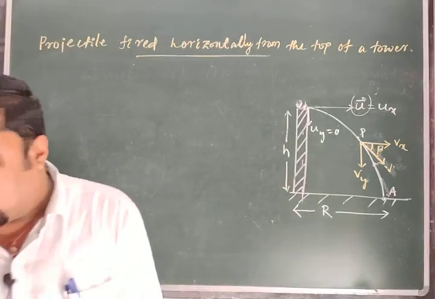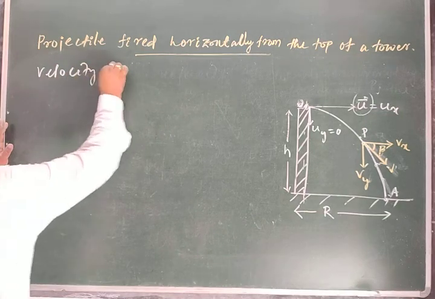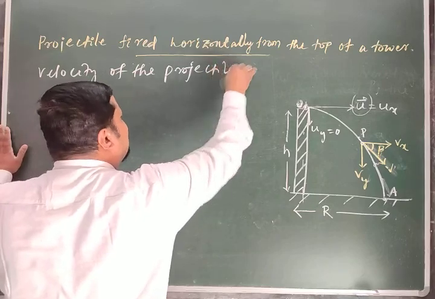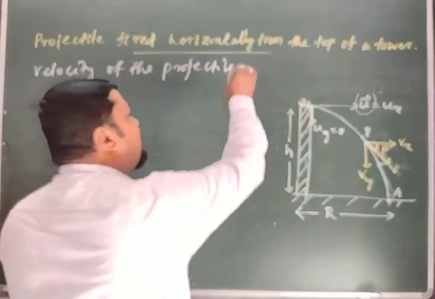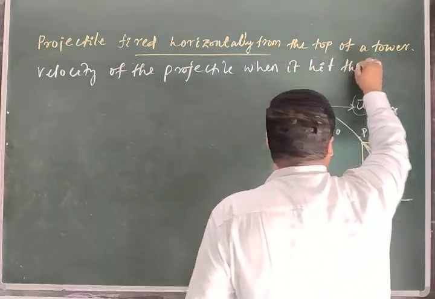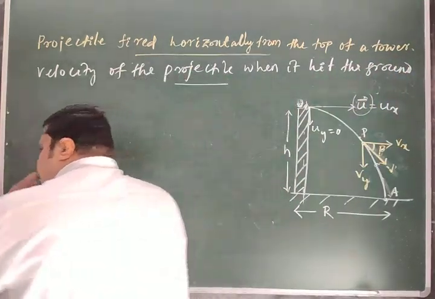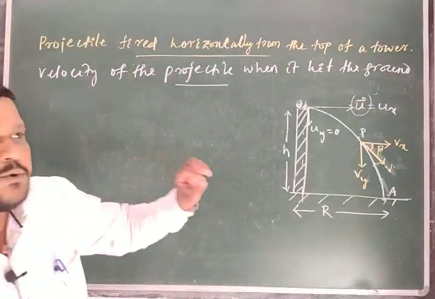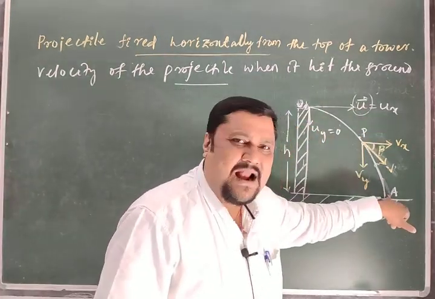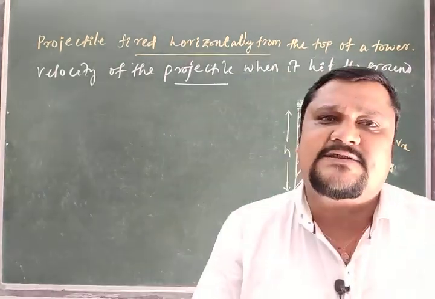So let me write here: velocity of the projectile when it hits the ground. One thing I have to make clear: if the projectile is projected with the velocity u at this point O, now when it reaches the ground at A, you will find that the projectile is at rest on the ground.